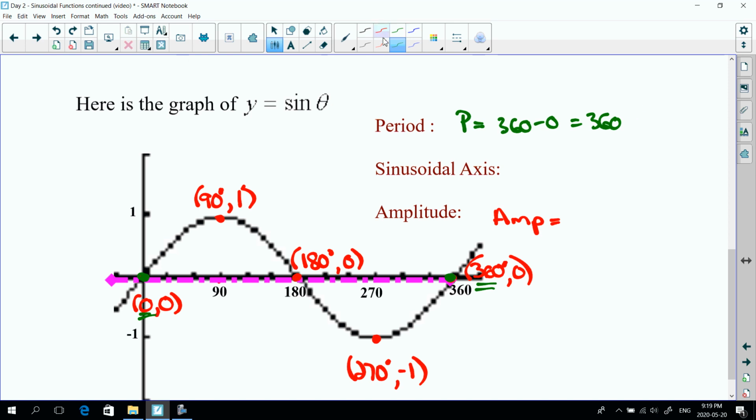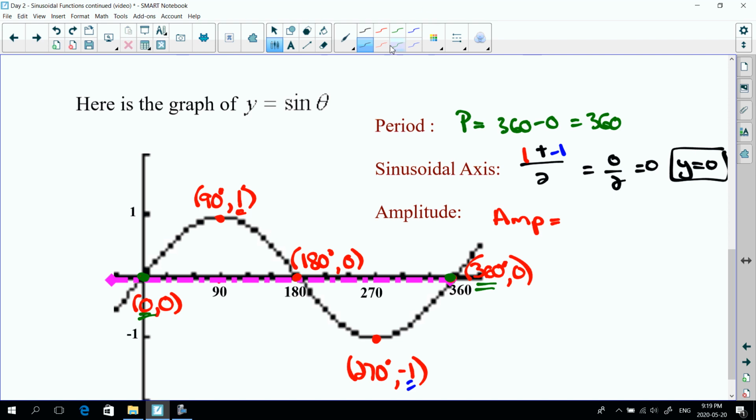The sinusoidal axis is halfway between the maximum and the minimum. So to find halfway between those two things, I take the max, 1, I add the minimum, negative 1, and then I divide by 2. So that gives me 0 over 2, which is 0. Remember, the equation of the sinusoidal axis would be y equals 0.